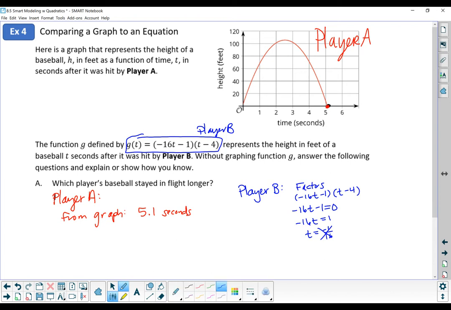All right, so then let's see what the other one was. If t minus 4 equals 0, that means t equals 4. So it looks like for player B, it's going to be in the air for 4 seconds. So our question was, which baseball stayed in flight longer, and it would be player A's baseball.